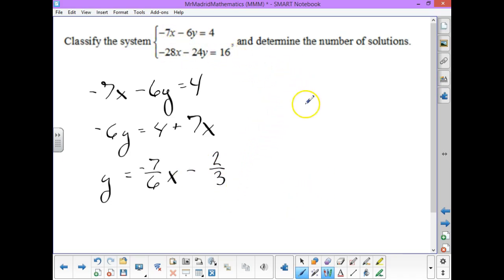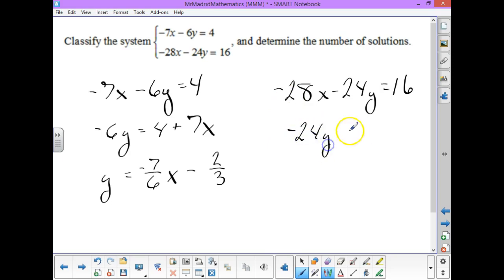So although it looks like a lot of work, as long as you know what you're doing, it's smooth sailing here. Okay, so here's this next one. -24y equals 16. Here we're going to go ahead and add the 28x so it can cancel there. 28x equals 16. Notice what I did here, I put it in the front so I don't have to move it later. Now I'm going to divide by -24.